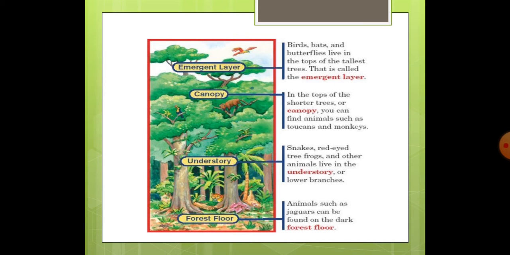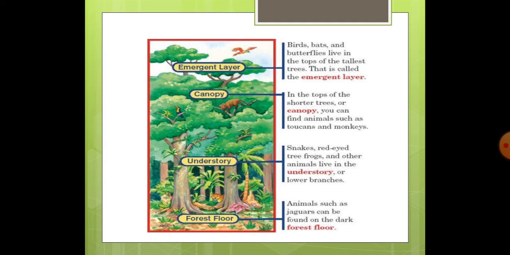The canopy layer is the top layer of the big trees, or the shorter trees than the emergent layer, which is forming the canopy. Here we can see gibbons, toucans, and monkeys. Such type of animals are present in this stratification of the forest.